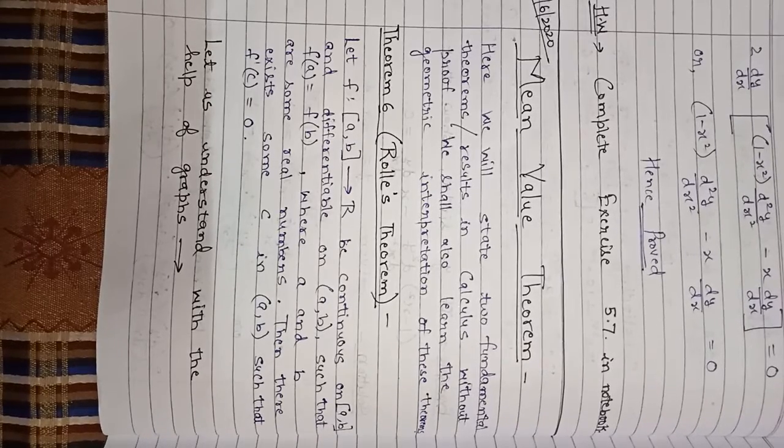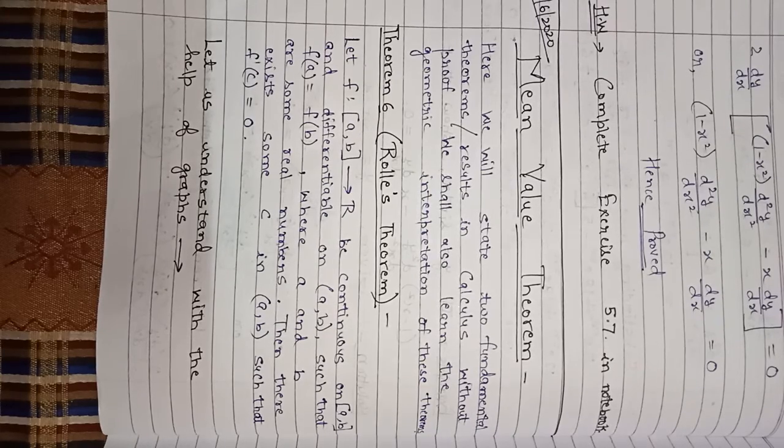So here we are with the 8th video of chapter 5. We had done till exercise 5.7. Now we are with 5.8, where we are going to use two theorems and their results. Today we will be doing one theorem and the other we will be doing tomorrow. So the first thing is the mean value theorem, and both the theorems come under this mean value theorem only.